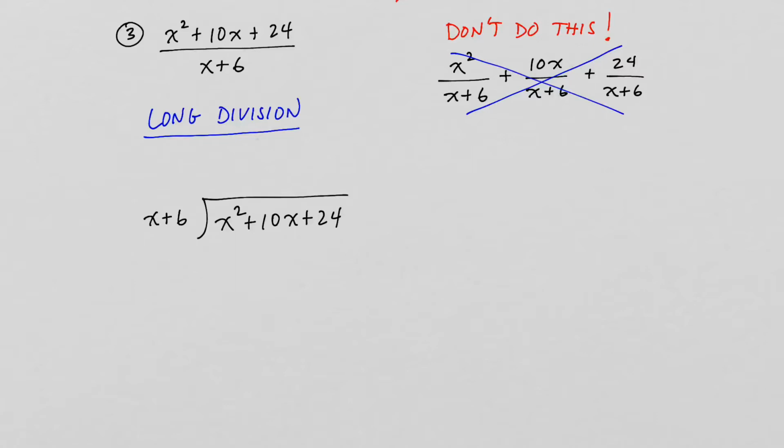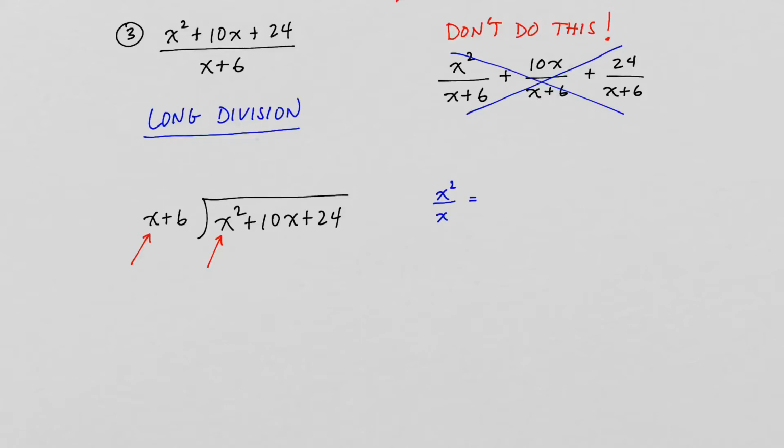Now from here you need to pay very close attention. When dividing using long division with polynomials, we only focus on the first term of the divisor and the first term of the dividend. So in other words, we only focus on x and x squared. And for this reason, both polynomials must be in descending order. And so what we're going to do is divide x squared by x.